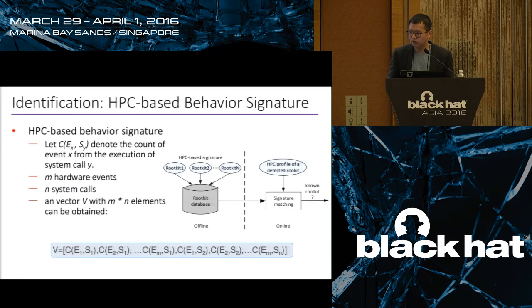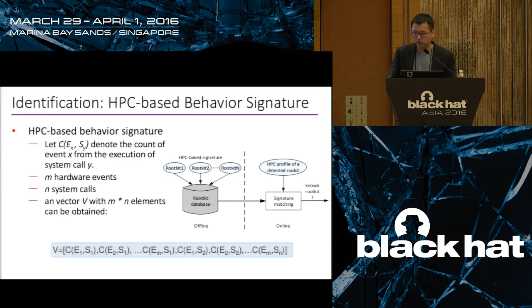Sometimes we not only want to detect the rootkit, we also want to know exactly which rootkit is affecting our system, right? So we can try some ways to remove it or do some other detection or prevention mechanism. So to identify which rootkit, we create what we call an HPC-based behavior signature.